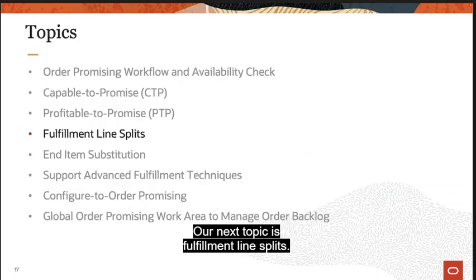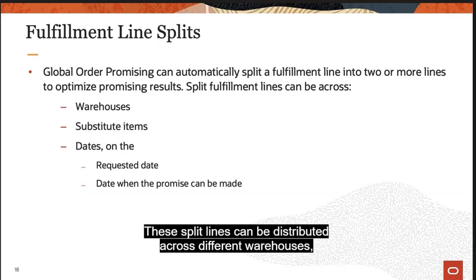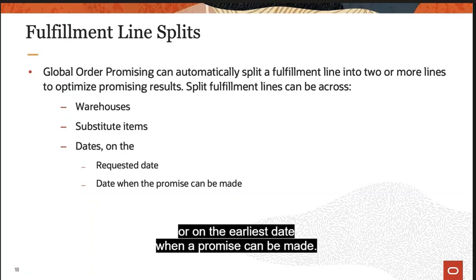Our next topic is Fulfillment Line Splits. Global order promising can automatically split a fulfillment line into two or more lines to optimize the promising result. These split lines can be distributed across different warehouses, across substitute items, or across dates. Date-based splits can be based on the requested date or on the earliest date when a promise can be made.